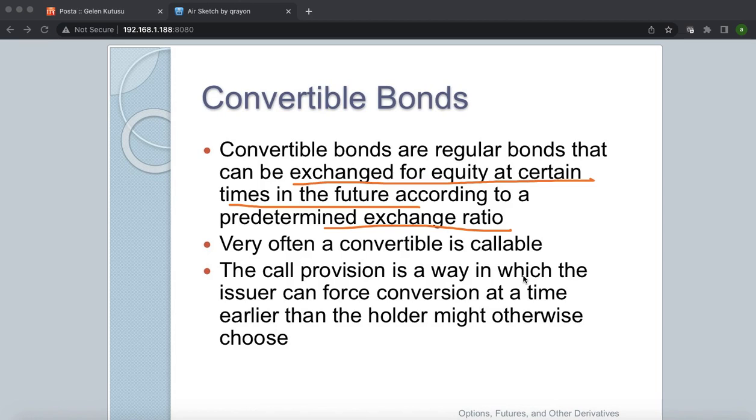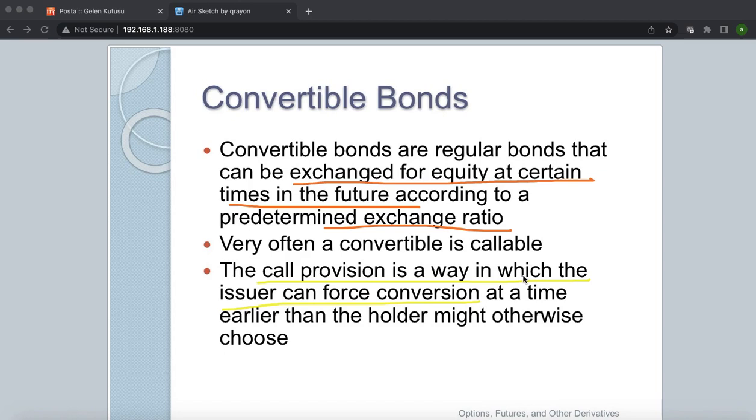And very often a convertible is callable. The call provision is a way in which the issuer can force conversion at a time earlier than the holder might otherwise choose. So this is a bit special to this type of bond. Basically, the call provision is a way in which the issuer of this convertible bond can force a conversion on the holder. Okay, so this is opposite to the traditional or conventional options we described earlier.